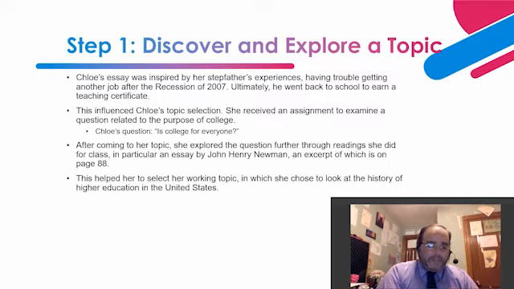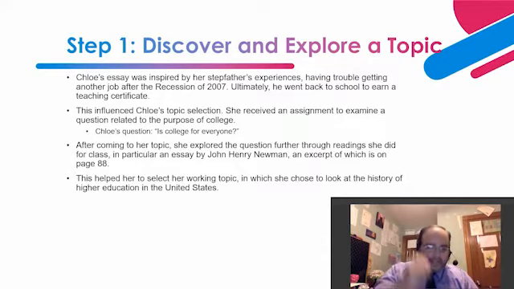There were several assignments that asked students to inquire on the purpose of education. One of the articles that Chloe found was an essay titled Knowledge Its Own End by John Henry Newman. It was written in 1852.